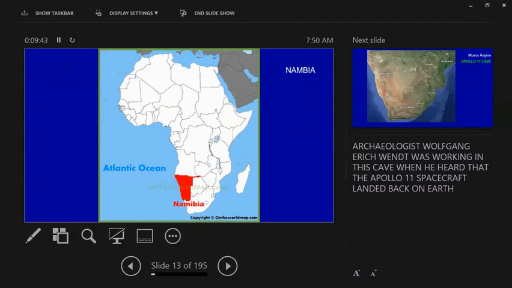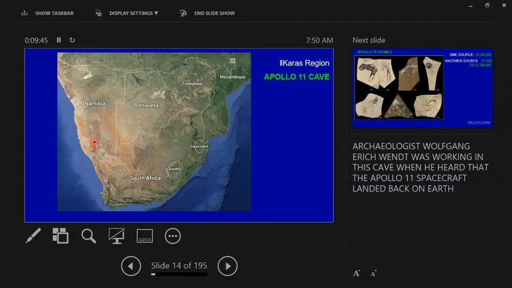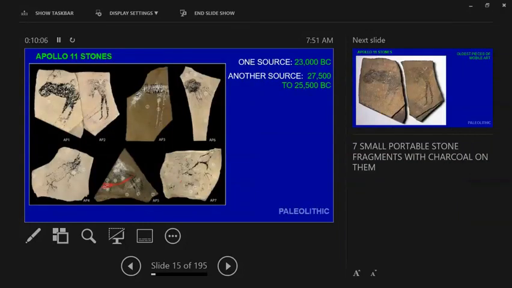All right, so then we're going to look for the Apollo 11 cave, which is in Namibia. And so the archaeologist was working in the cave when he heard that the Apollo 11 spacecraft landed back on Earth. And so he called it the Apollo 11 cave. So the first works of art in history come from Africa. And this is what they look like. These are the Apollo 11 stones.